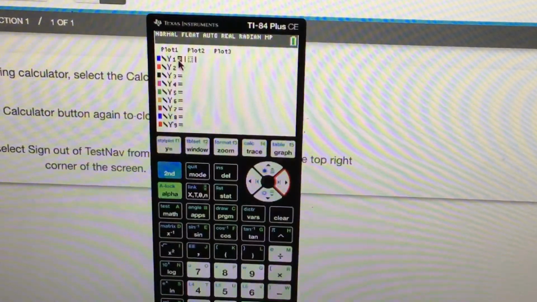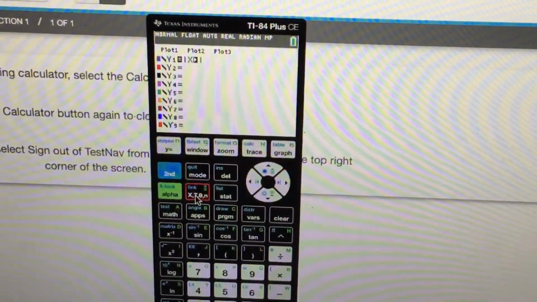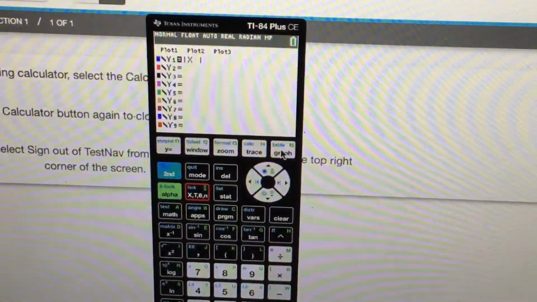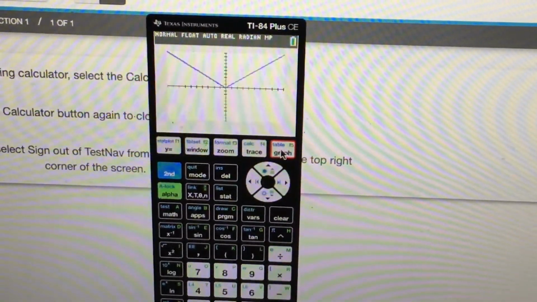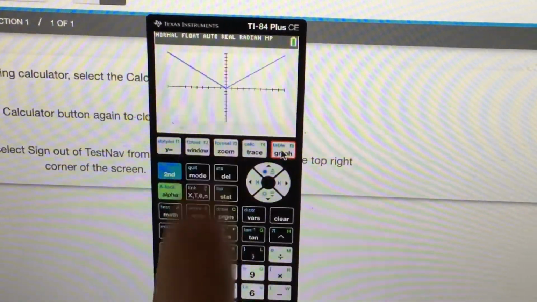Okay, and then I just put an X in there. And X is right here to the right of that green alpha button. Okay, I'm going to go ahead and graph it. So the top right button says graph. And you can see it is a V-shaped graph that has its vertex at 0, 0.